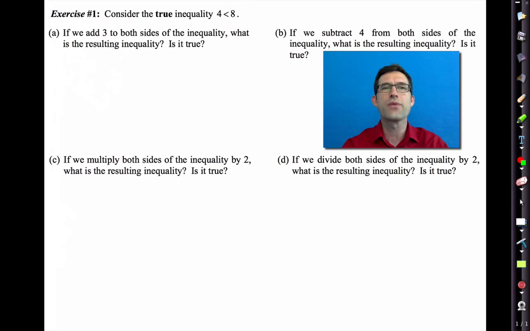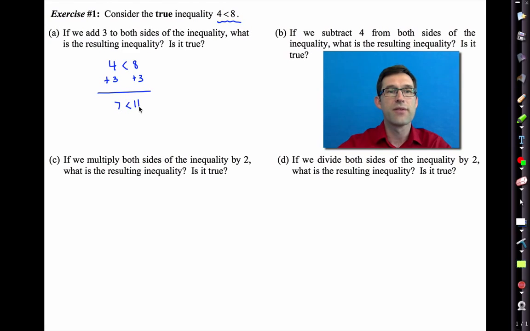Exercise 1 says, consider the true inequality 4 is less than 8. I think that we can all agree that 4 is less than 8 is a true inequality. Letter A says, if we add 3 to both sides of the inequality, what is the resulting inequality? Is it true? All right, so let's add 3 to both sides of this inequality, and we'll get 7 is less than 11. Right? So that's the resulting inequality. And that's definitely true.